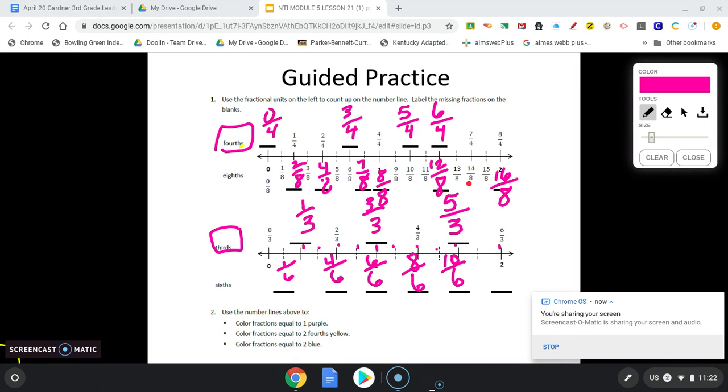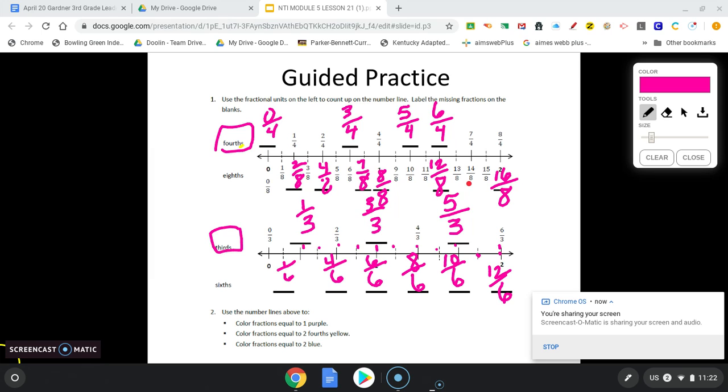Yes, we're just going to finish this up. It won't take but a second. I'm sorry that we got stopped in that video. But we were at 10/6, 11/6, and then this is 12/6, and 12/6 is equal to 2 wholes.